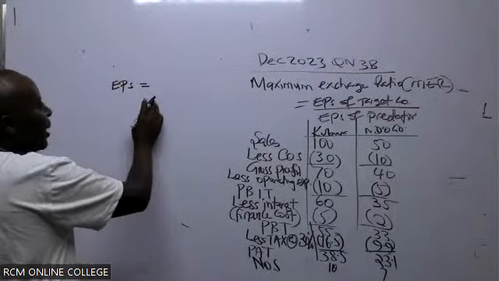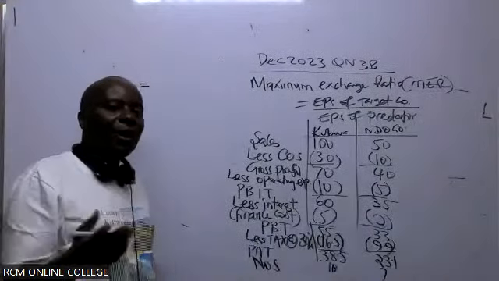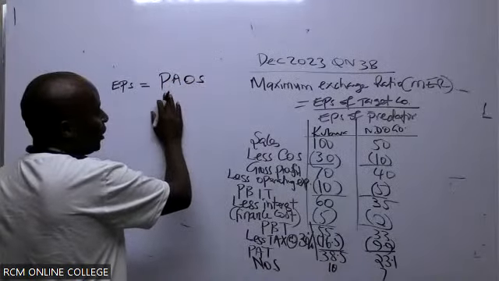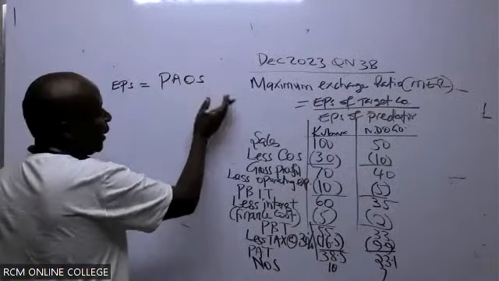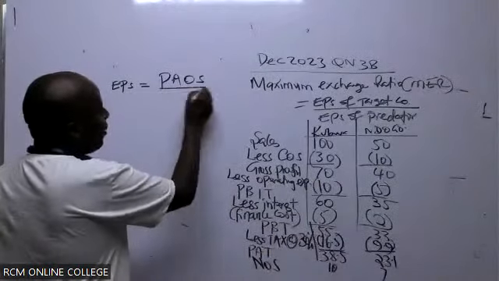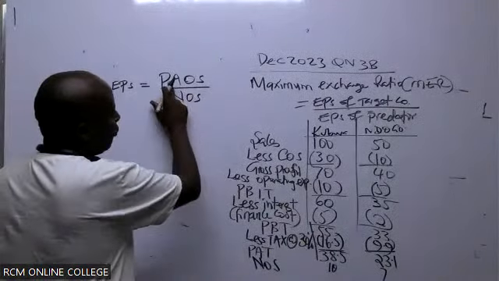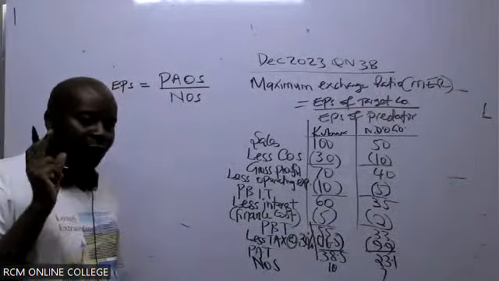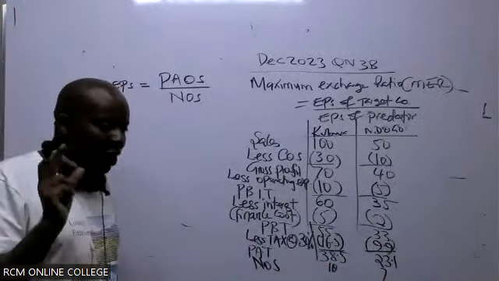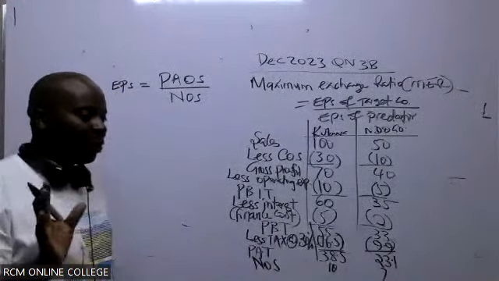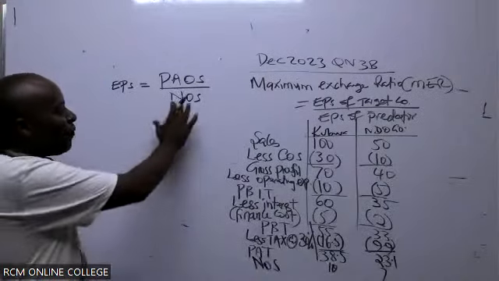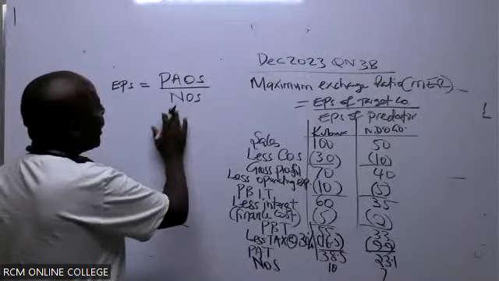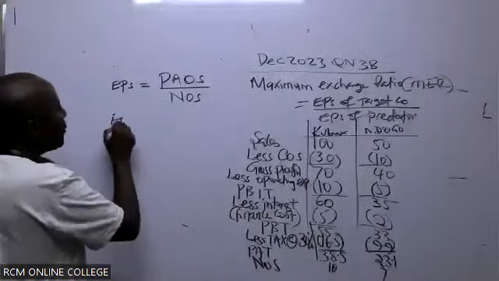So EPS, remember, is profit attributable to ordinary shareholders, PAOs. Here, there is nothing to be weighted. So divided by NOS. Please write this in full: profit attributable to ordinary shareholders, PAOs, all over number of ordinary shares. Then I can very comfortably come and give them EPS.